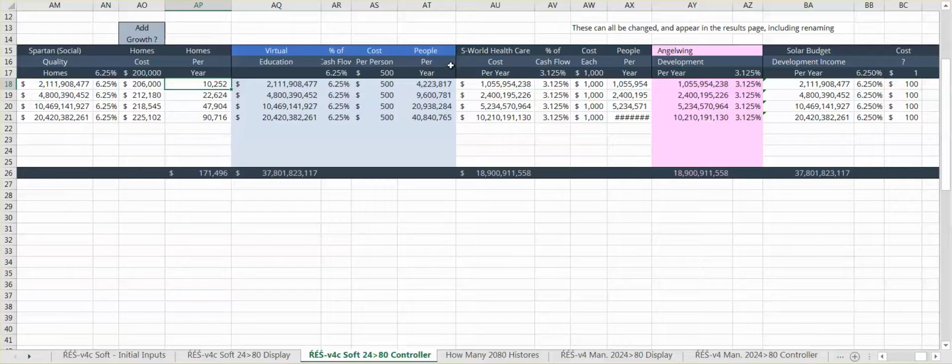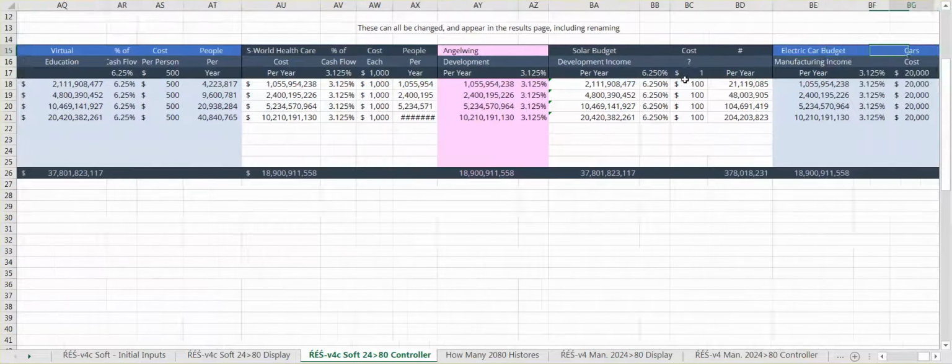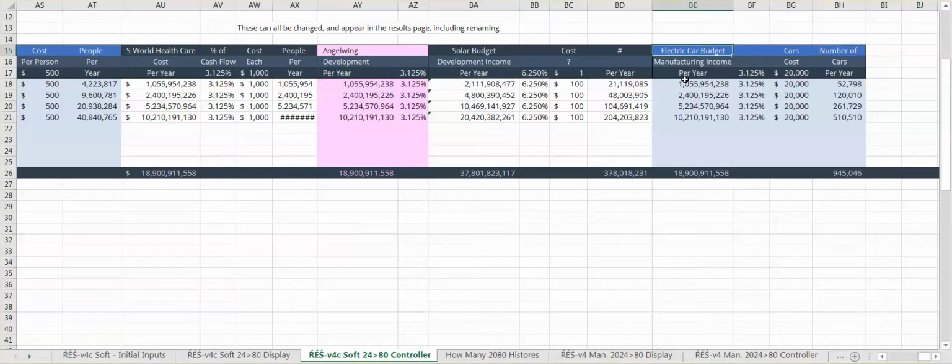To the right, we see healthcare, Angel Wing software, solar and electric car budgets, and virtual education. And the user will have the option to add other items to this list of what to be spent on.